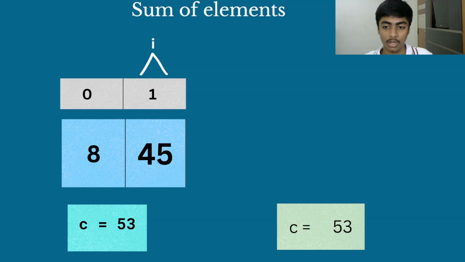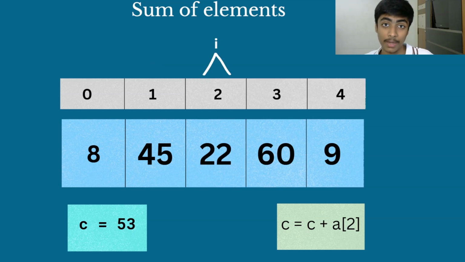Now remember, 53 is not the sum of all the elements. It's not an element in my array as well. 53 is basically the sum of the first 2 elements. So as you can see, in our first 2 iterations, I found the sum of the first 2 elements. So our C is going to be changed to 53.